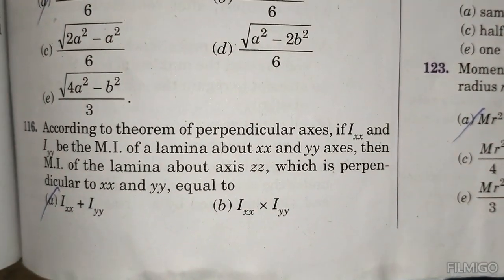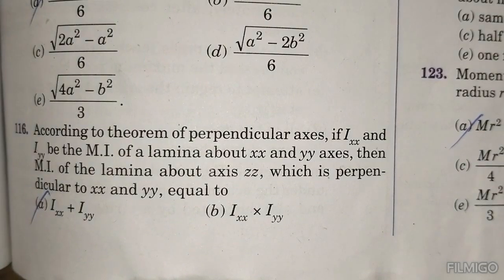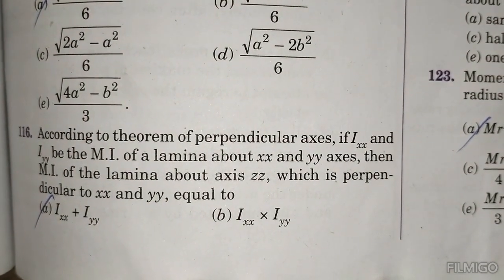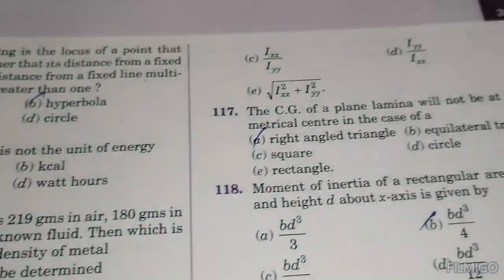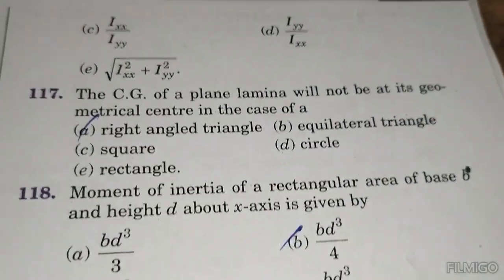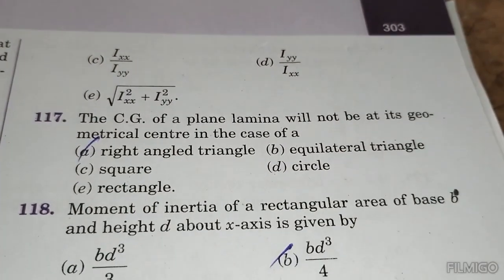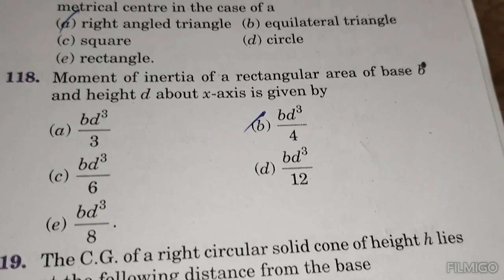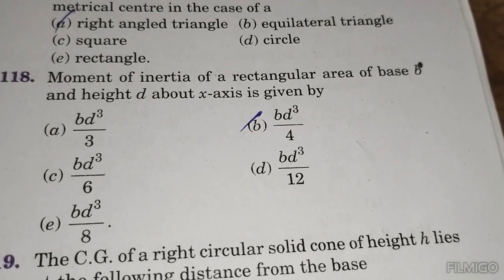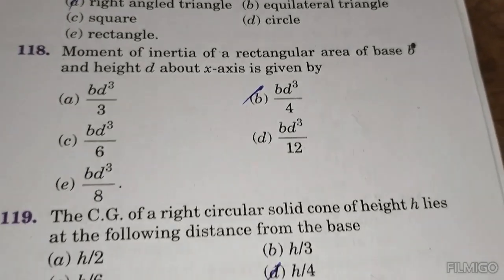According to the theorem of perpendicular axis, if x y lamina, about an axis perpendicular to the lamina, Iz is equal to Ix plus Iy. The center of gravity of a plane lamina will not be at its geometrical center in the case of a right angle triangle. Moment of inertia of a rectangular section about the x-axis is given by bd cube by 4.